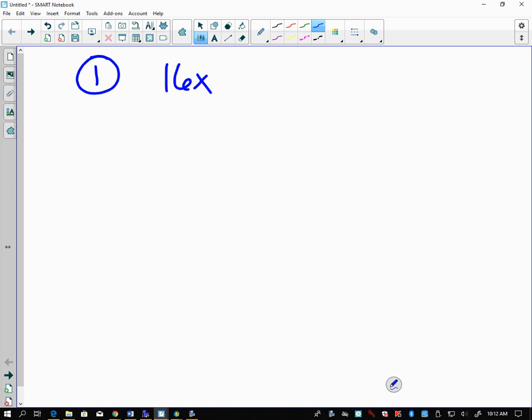16x plus 10z minus 8x. What else do we want? Plus 6z plus 12.